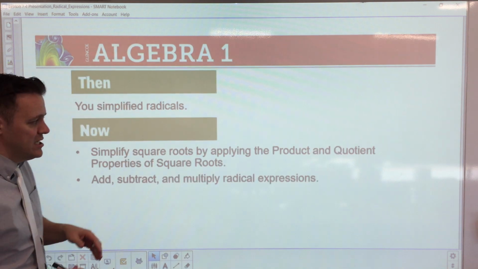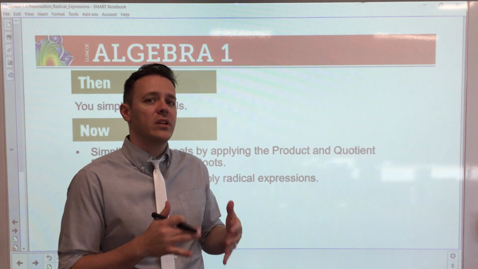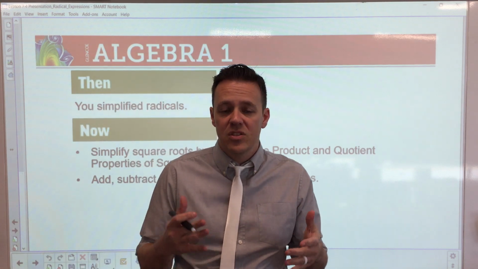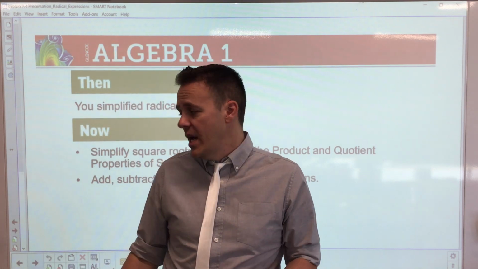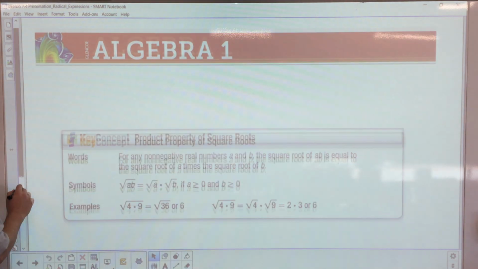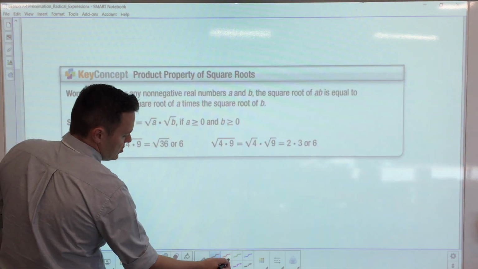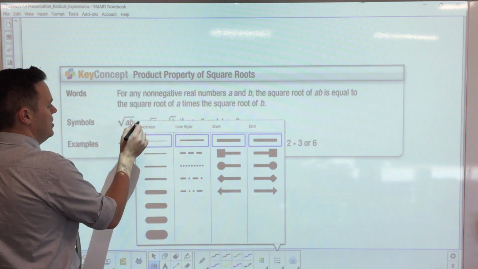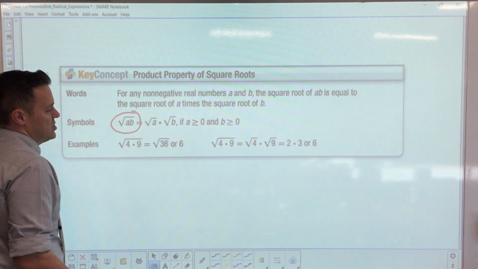So we're just going to simplify radicals. And what a radical is, basically, is the square root sign. This piece of the puzzle right here would be identified as a radical expression.